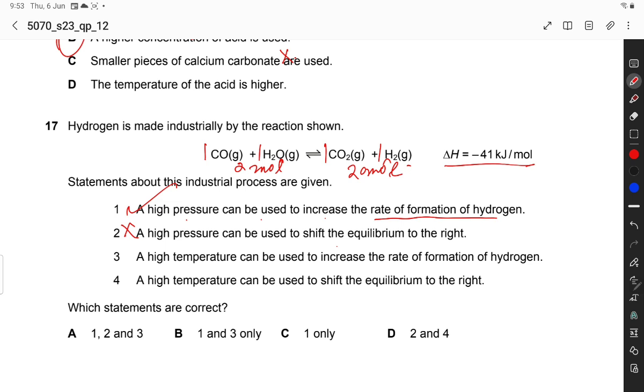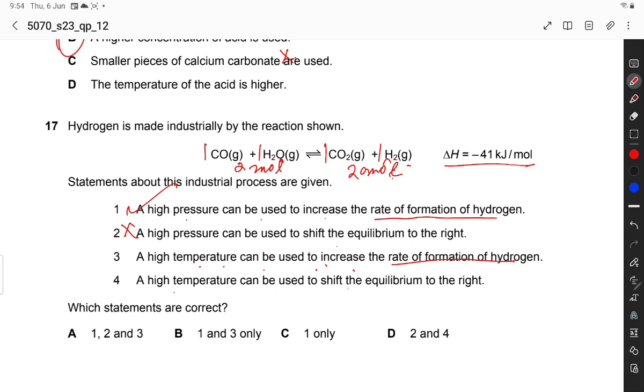formation of hydrogen. Yes, high temperature can be used to increase the rate of formation of hydrogen, because the rate of reaction is increased by increasing temperature, because by increasing temperature particles collide more frequently to increase the rate of reaction.